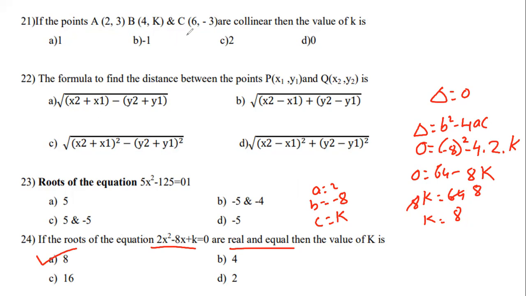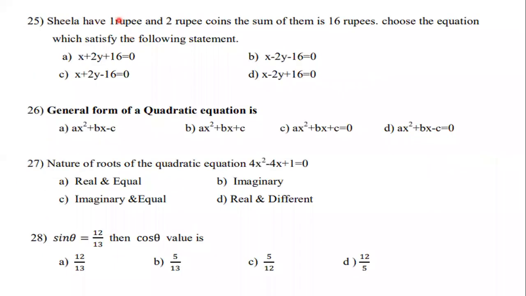Next, go for the 25th question. Sheila has a 1 rupee coin and a 2 rupee coin. I don't know how many rupees, so I will consider the 1 rupee coins as x, 1 into x, plus the 2 rupee coins, I will consider as y. Sheila has 1 rupee coins and 2 rupee coins, the sum is 16 rupees.